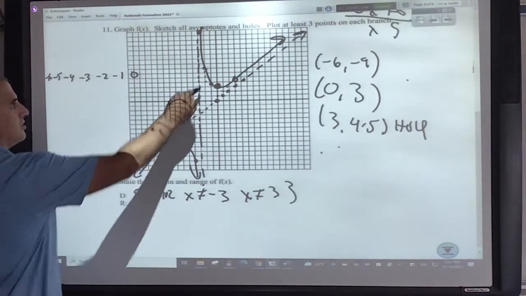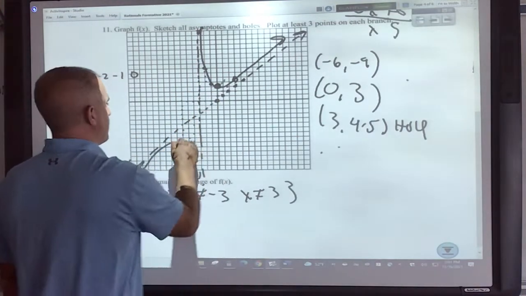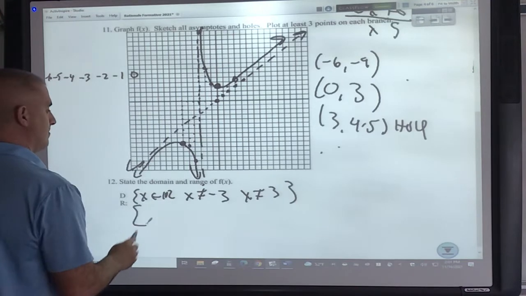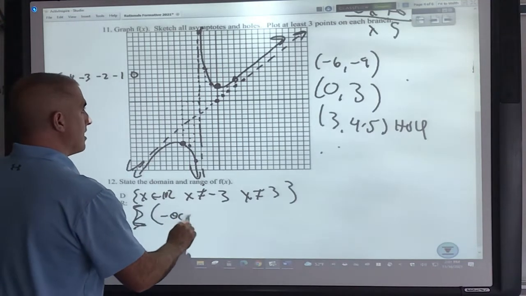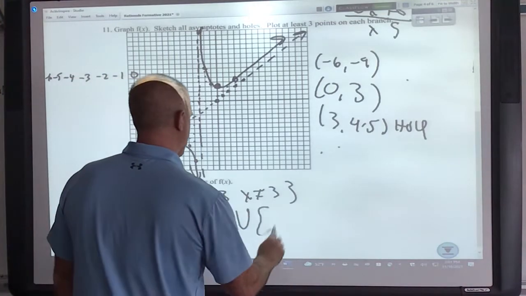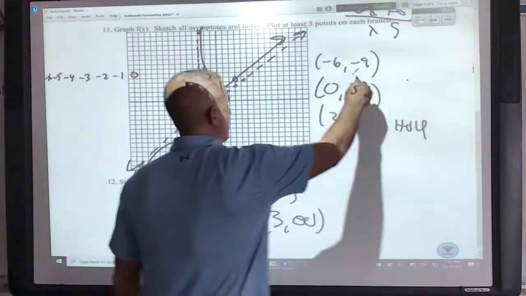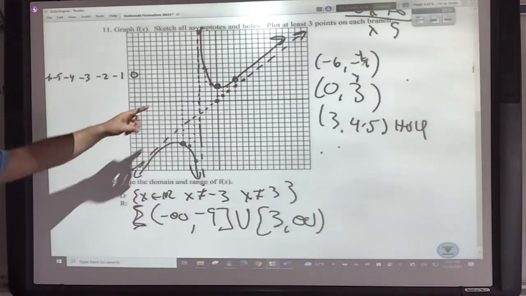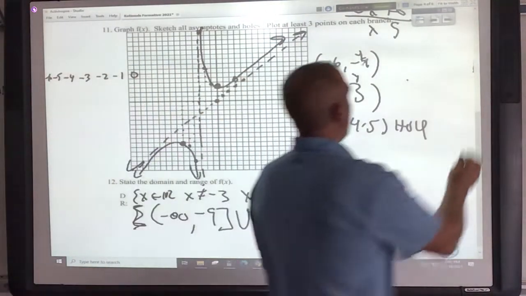The range, since we're worried about this and this, would be -infinity to -9 union 3 to infinity. Remember, we only care about the y's. Don't have to worry about the hole, it's accounted for on the other side.